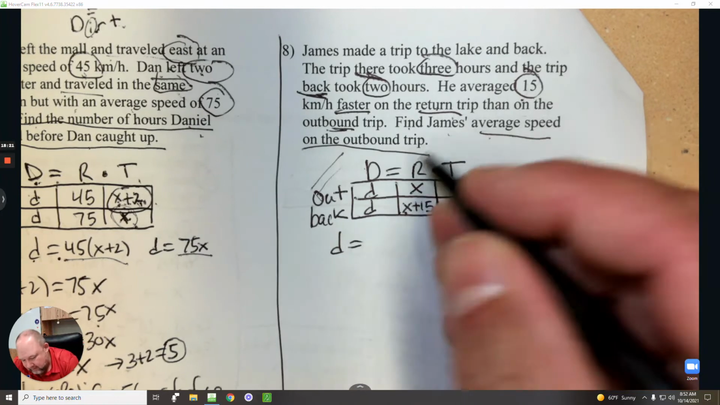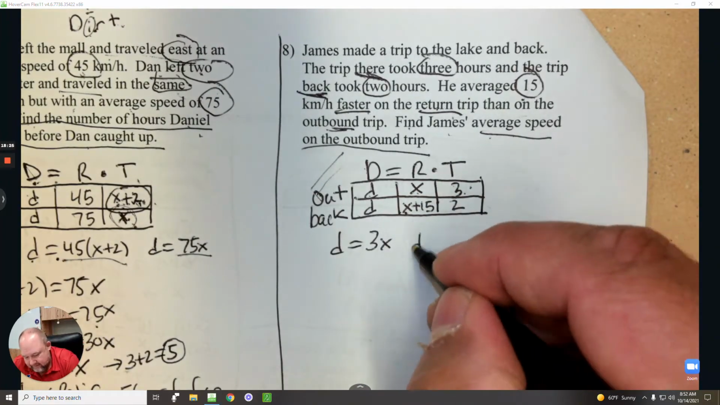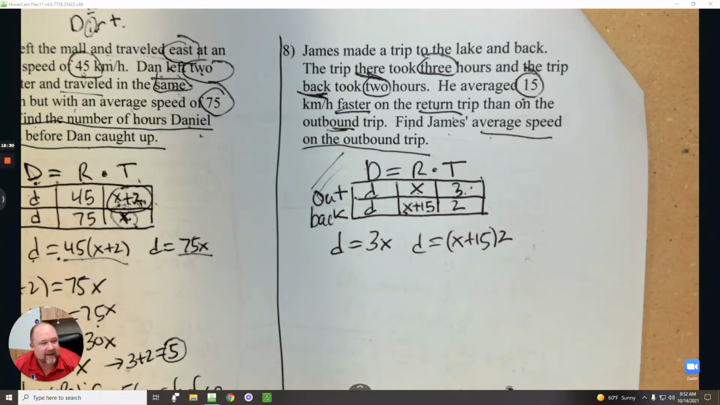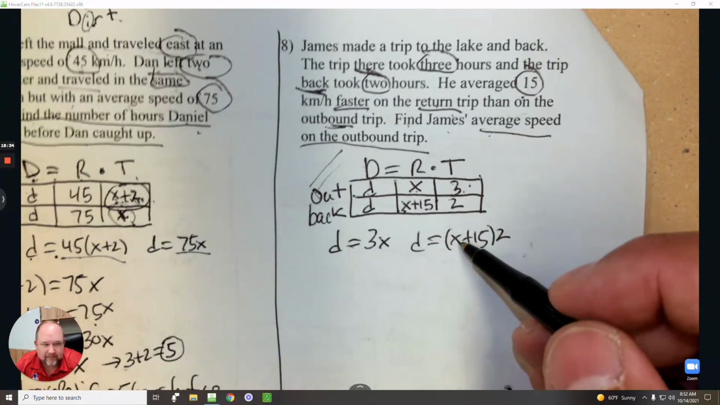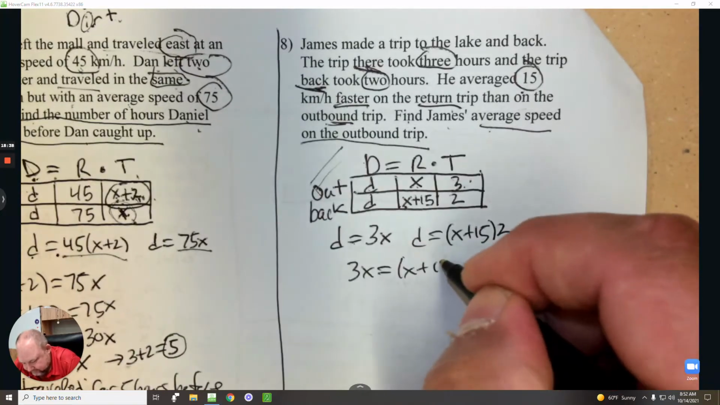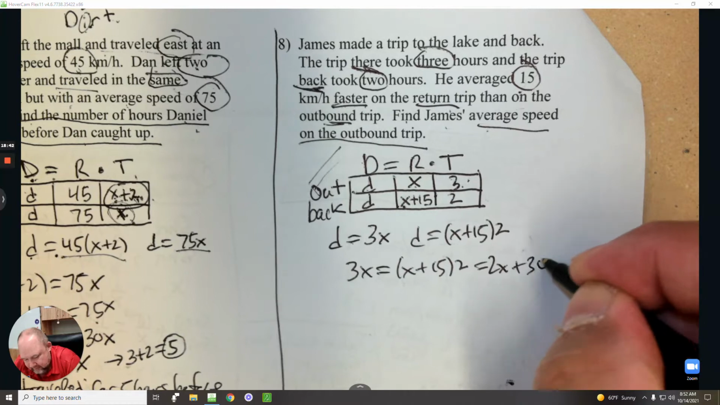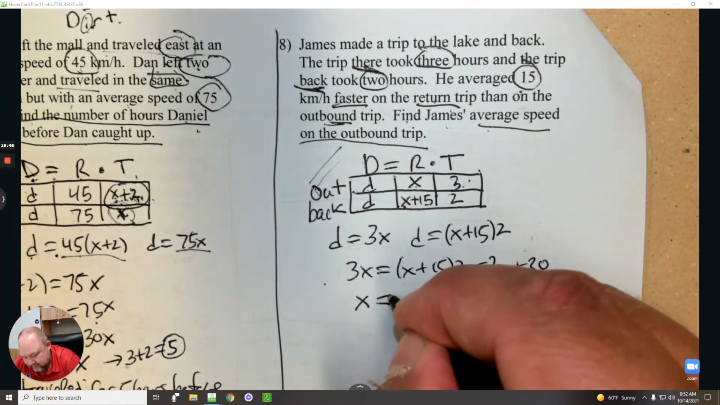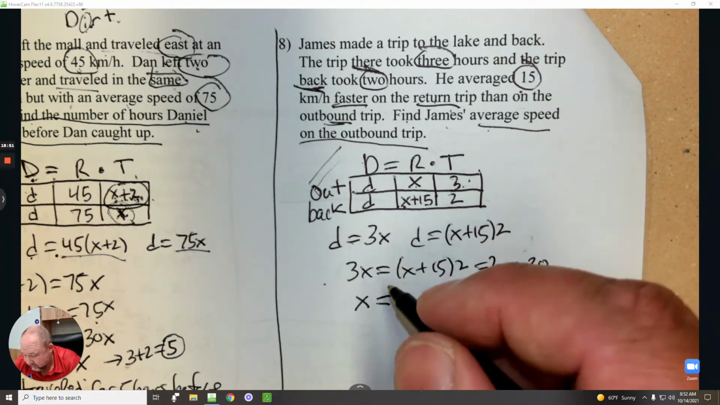So we have one equation, d equals r times t, and d equals r times t, and then I'm going to solve it. Just like before, they're both equal to d, so we can make them equal to each other. And then we solve this. So I'm going to distribute. That's 2x plus 30. I'm going to subtract 2x from both sides. That's nice. When I subtract 2, I get 1x, and I have the answer, which is 30.